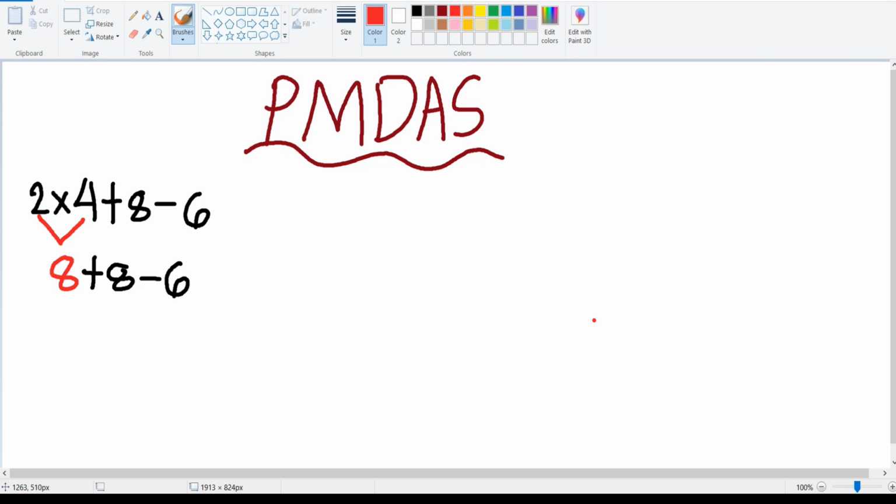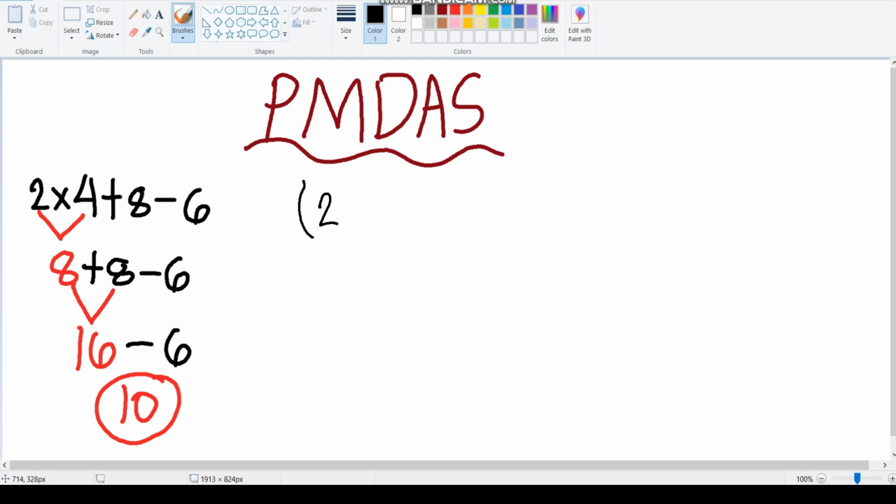So do we have addition in our expression? This one, we will focus on the simplified expression. So we have addition. So we will start with the addition. We will solve first the addition. So 8 plus 8, that will be 16. And what will happen to minus 6? We will just copy minus 6. Now, the last step in PEMDAS is that you have to simplify the given expression. So, 16 minus 6, that will be 10. And 10 will be our final answer.